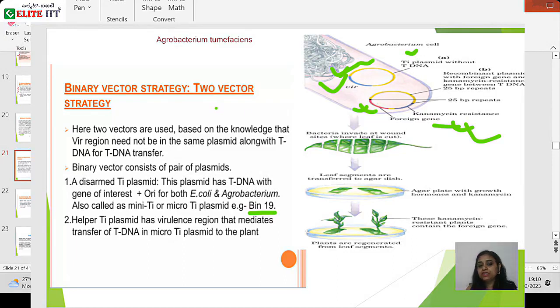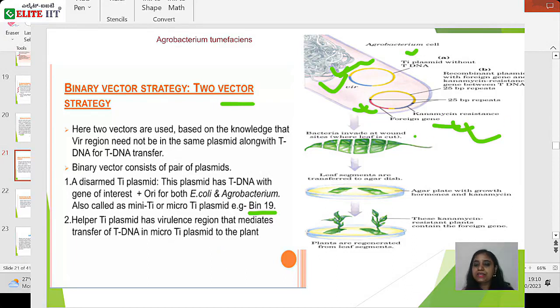So this is actually done in this way, the two vector strategy. This is called the two vector strategy. In one vector the V region is present, in another vector the T plasmid is present, along with E. coli. E. coli is involved for easy cloning and expression. So E. coli is given here. Okay.